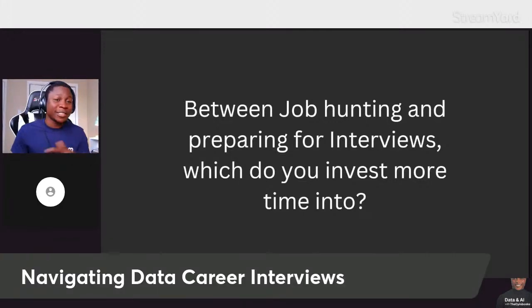Navigating data career is the title of this session, but the first person we're having now is Ridwan, and he'll be walking us through a couple of questions that we'll be asking, making it interactive. How do you prepare for a machine learning engineer role interview? But first, let's meet Ridwan. So, hello, Ridwan, and good morning, good afternoon, good evening, from wherever you're joining from.